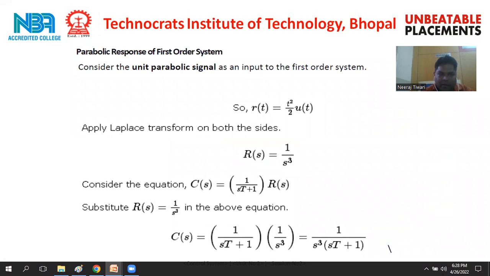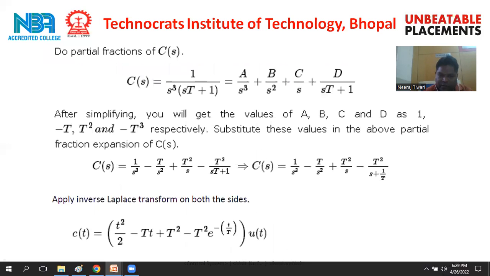Now this is the parabolic response for the first order system. We know that r(t) is equal to t square by 2 multiplied by u(t). So it is the time domain function. First of all, we convert this time domain function into an s domain function with the help of the Laplace transform. So R(s) is equal to 1 by s cube. Now putting the value of R(s) in the output equation, the result will be 1 upon (sT plus 1) multiplied by R(s). We will solve this equation with the help of partial fractions.